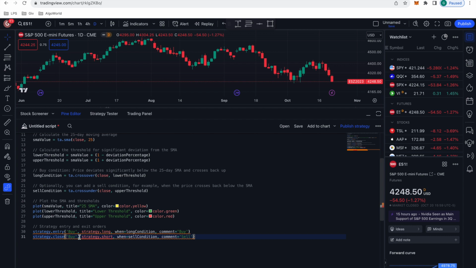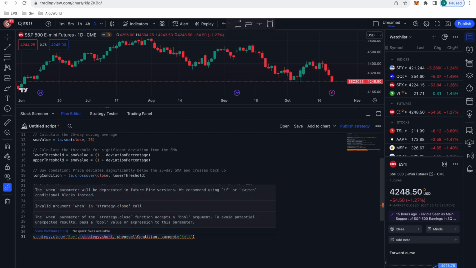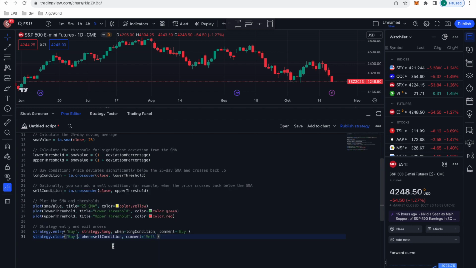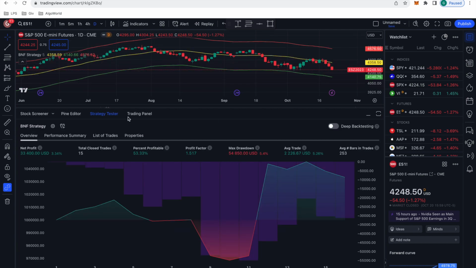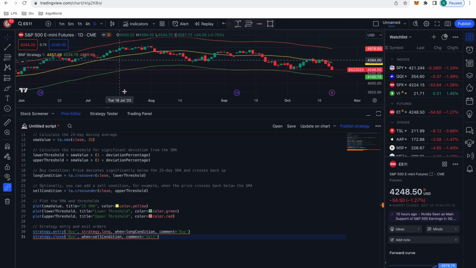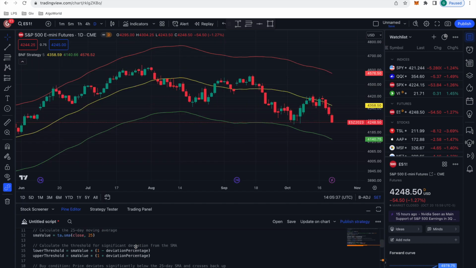Actually, I think we're gonna take this out entirely. We're gonna have the long condition. Okay, so let's do this. Let's try to add this to chart. Okay, we did. Awesome. So first, before we get to the backtest, this is how it works.